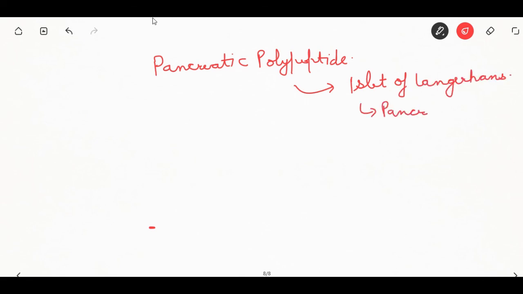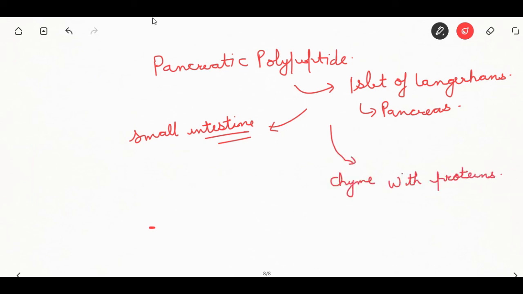It is also found in the small intestine. This pancreatic polypeptide is secreted by the presence of chyme with proteins. What are its actions? It increases the secretion of glucagon from the alpha cells of the islets of Langerhans. It decreases the secretion of pancreatic juice from the exocrine part of the pancreas.